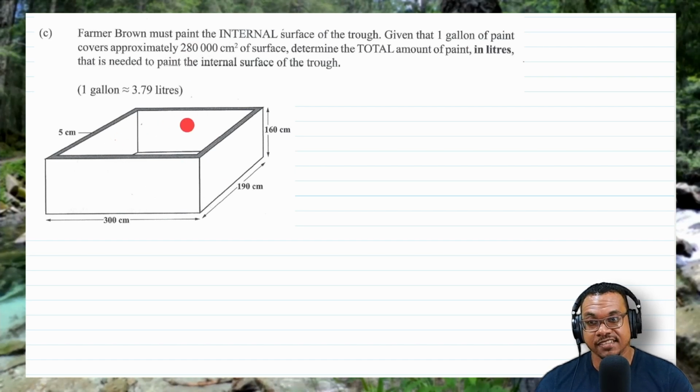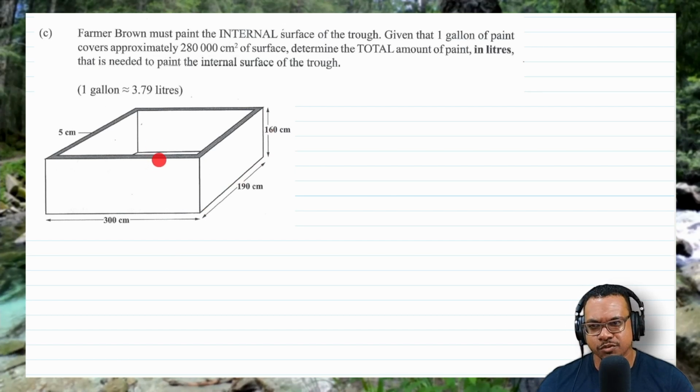Now remember, we calculated the internal volume, and to do that, we had the dimensions for the inside. So the length was, instead of 300, you take away 5 on either side, which would be 10. So we had 290 as the length, 180 as the width, and 155 as the height. For the height, we'd just be subtracting 5 because of the board at the base. So 160 take away 5 is 155.